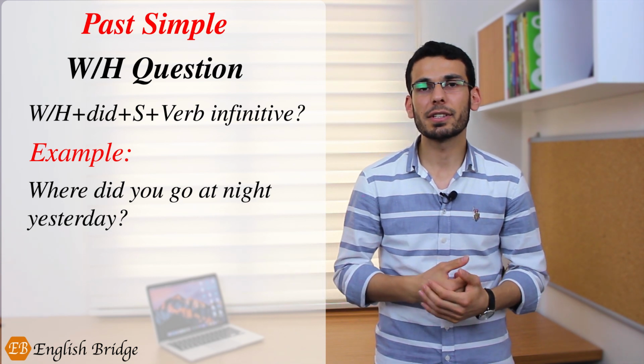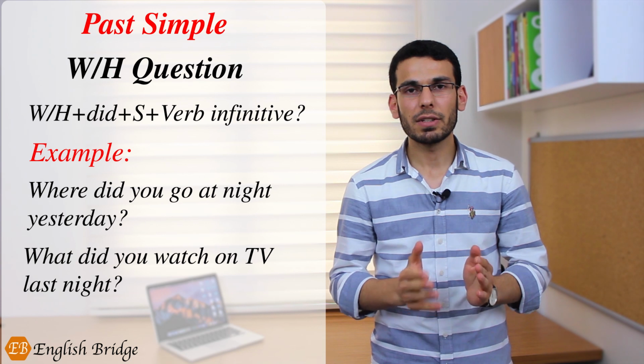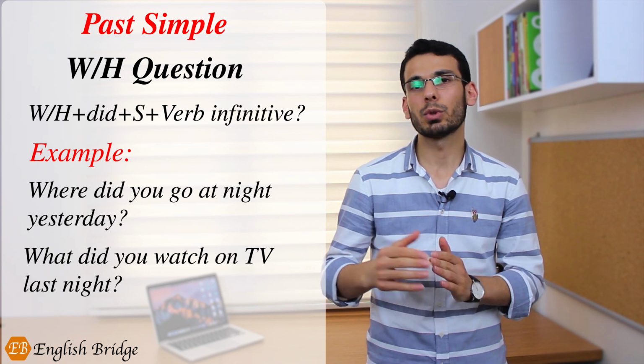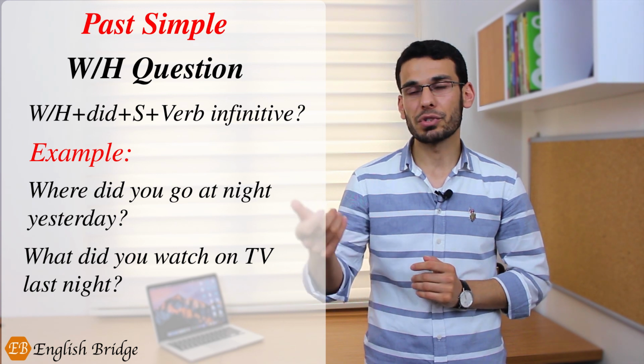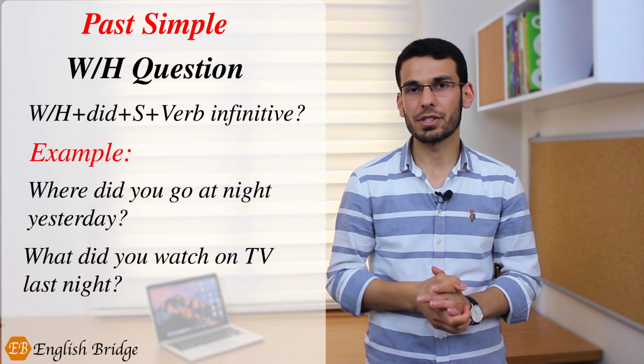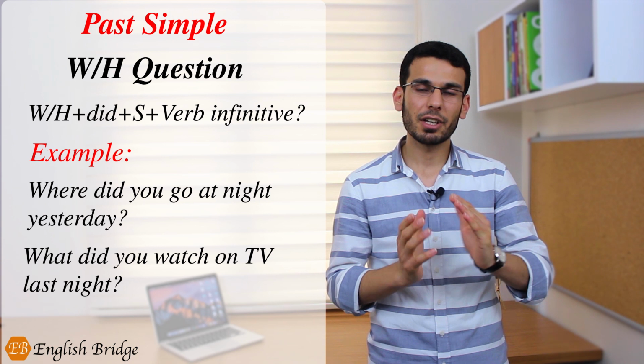Another example could be, for example, what did you watch on TV last night? We have WH what, did, you, which is the subject, and then we have watch, which is verb infinitive. This is everything about past simple.